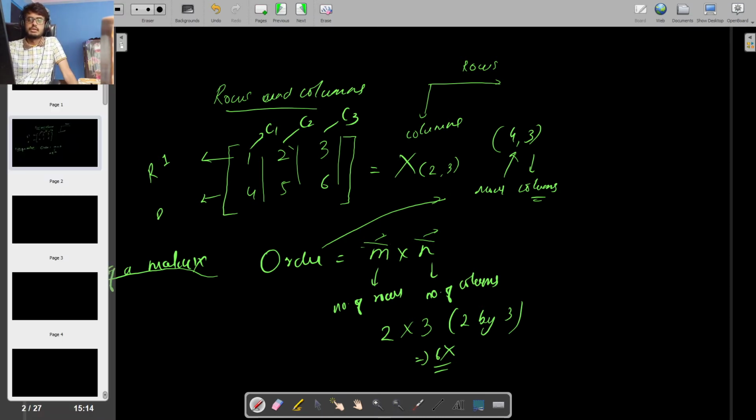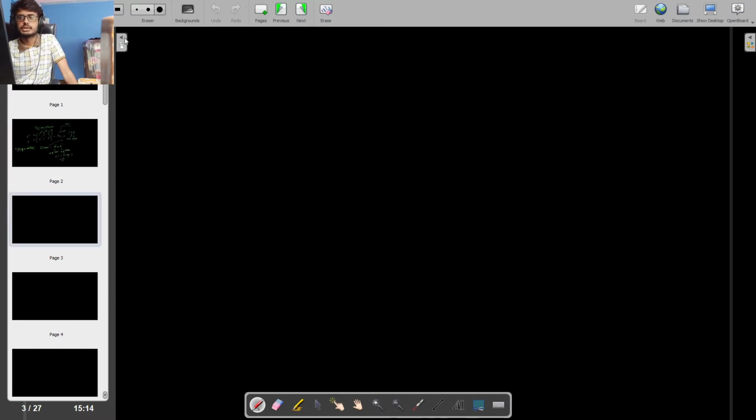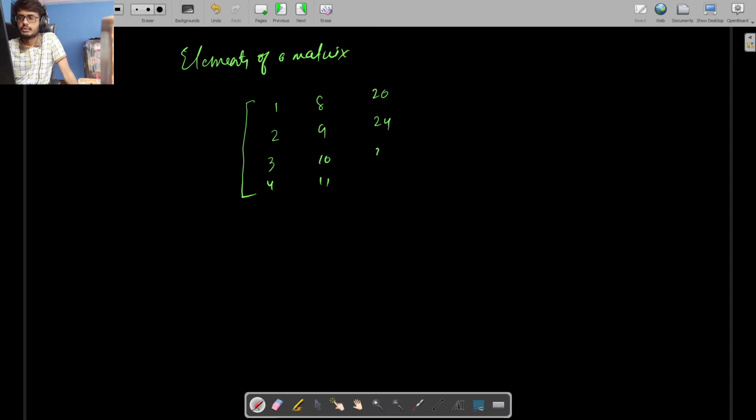Okay, so now we move on to the next topic, the elements of a matrix. This is also relatively very simple. Elements of a matrix. So if I make a matrix something like 1 2 3 4 8 9 10 11 20 24 25 26, it can be anything. It can be any random value.